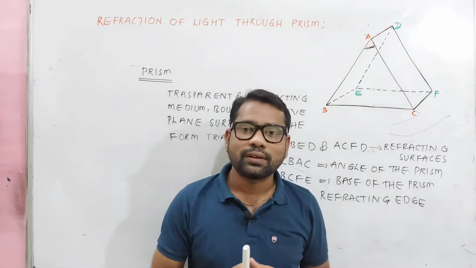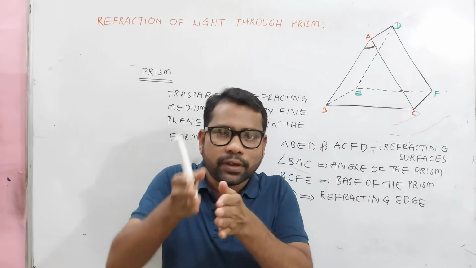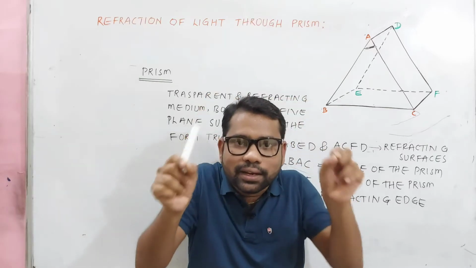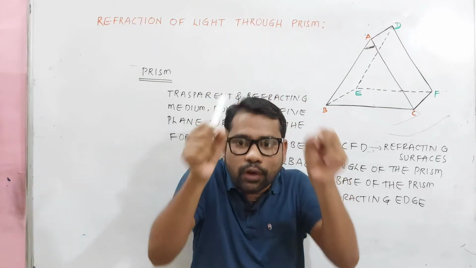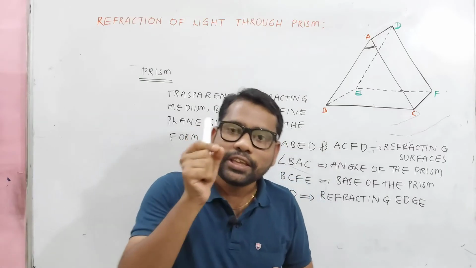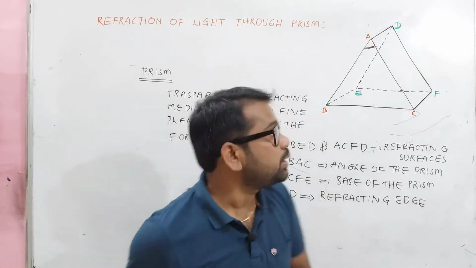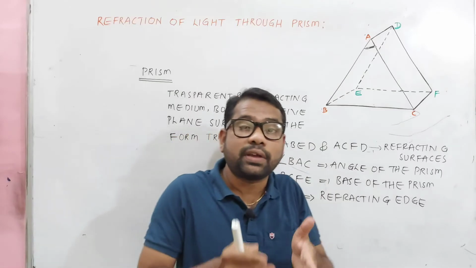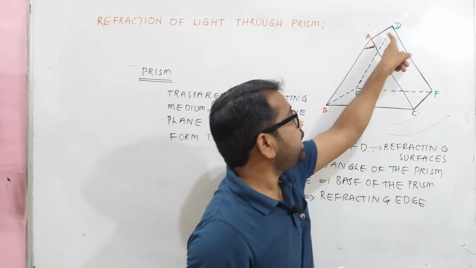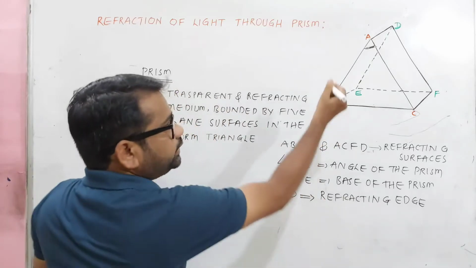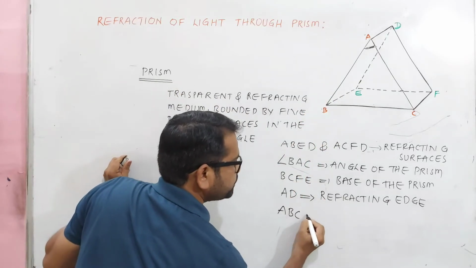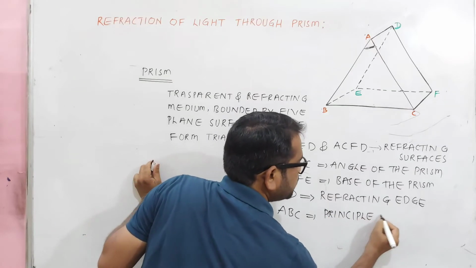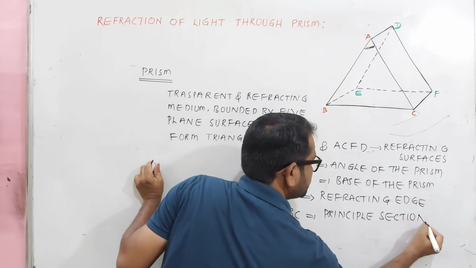this refracting edge. Perpendicular to the refracting edge. Then what type of plane surfaces do you get? A triangular shape. That slice, in the form of a triangular surface, is called the principal section of the prism. Like this, one ABC you can take out. We are taking out surfaces perpendicular to the refracting edge of the prism. So here in this figure, ABC is called the principal section of the prism.